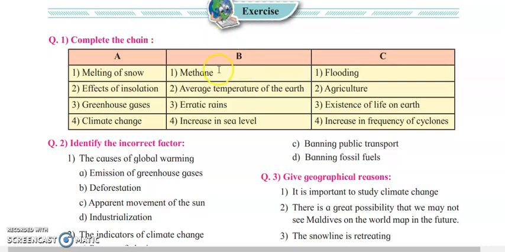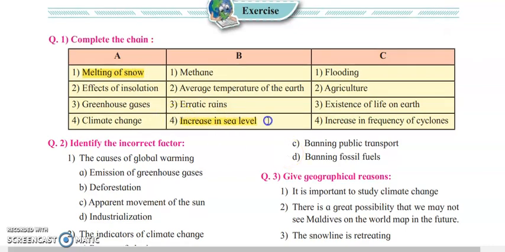So here we have the three columns A, B and C, and we have to match them according to the common characteristics. The first point is melting of snow. Melting of snow is definitely going to increase the sea level, as we all know, which is going to lead to flooding. So that is the correct answer.